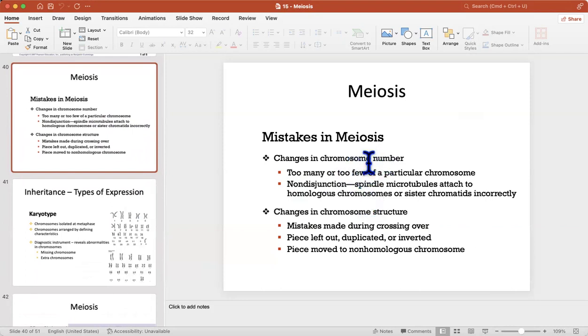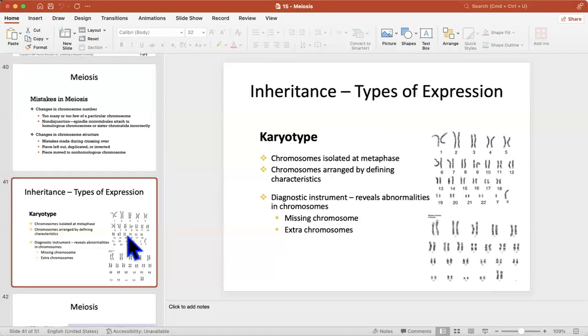So chromosome number is affected when they divide. You have those non-disjunctions. They are supposed to divide into two, but they all go to one side. Those homologous chromosomes or sister chromatids divide incorrectly. Or in the chromosome structure during the crossover, they are supposed to switch, but they may not, or a piece is left out. So they can have a mistake.